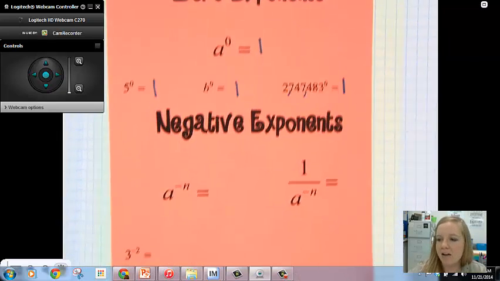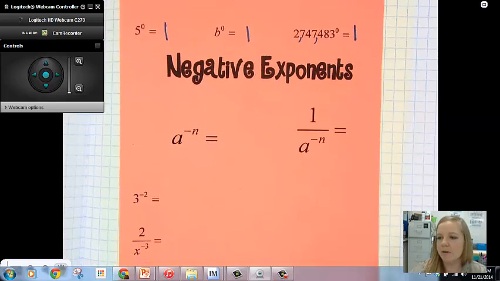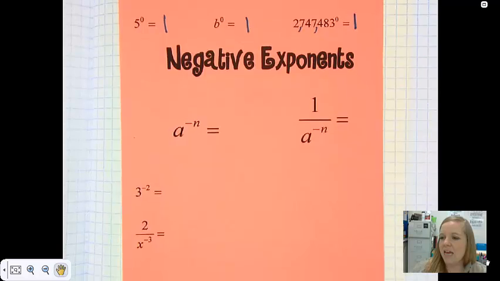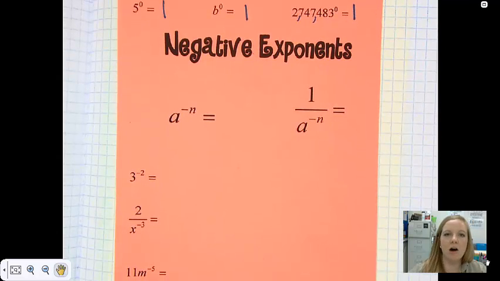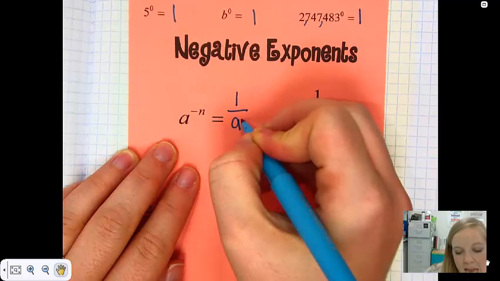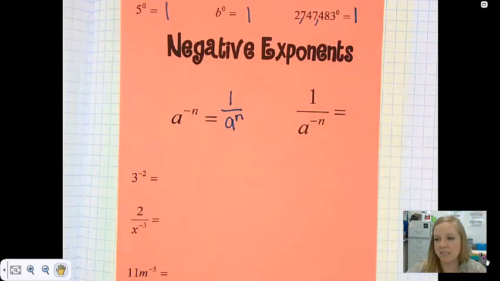All right, now let's talk about negative exponents. Negative exponents are a little bit trickier. So what we're going to do with negative exponents is make them reciprocals. If you have a to the power of negative n, we're going to flip it and make the exponent positive.